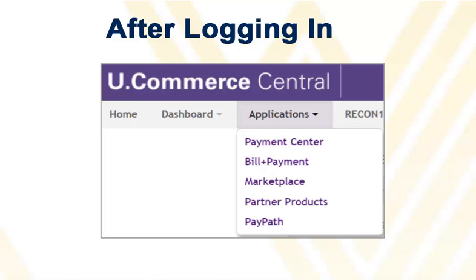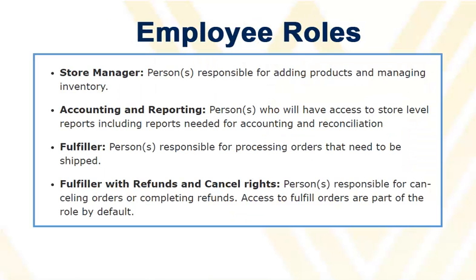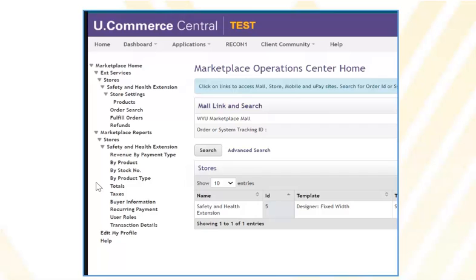After you have logged in, hover over Applications and choose Marketplace. When you requested a store, you identified employees who would need access to perform roles within the system. You can tell what role or roles you have when you log in and look at your menu. If you see products, that means you are a store manager and can add products and monitor inventory. If you see marketplace reports, that means that you can run reports showing store activity and for reconciliation actions.